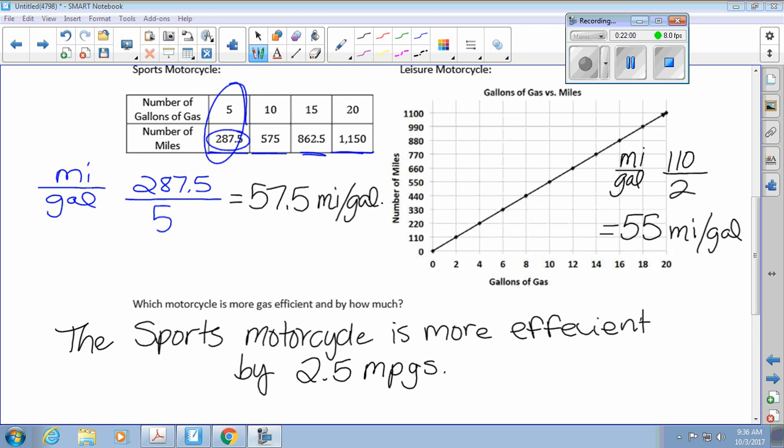The last thing I'd like to ask you is, to find unit rate, what do you need to do? Divide!